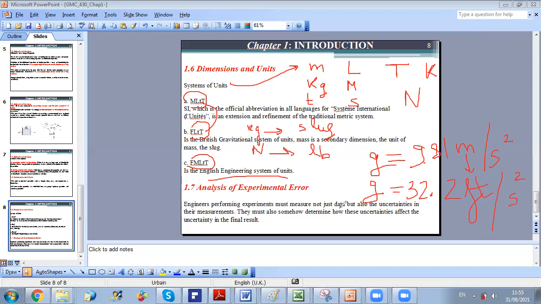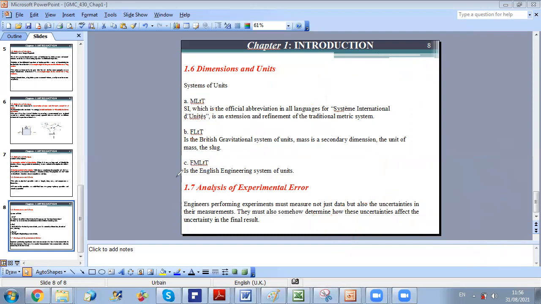Okay. So if I give you, let's say, the weight, I will give it in the English system in lb. If you want to find the mass in slug, all you have to do is to divide the weight in lb by not 9.81, you should divide it by 32.2, and then you will obtain your mass in the British system of units.